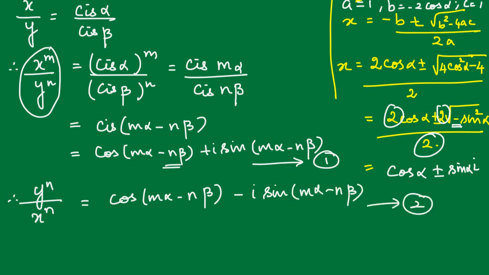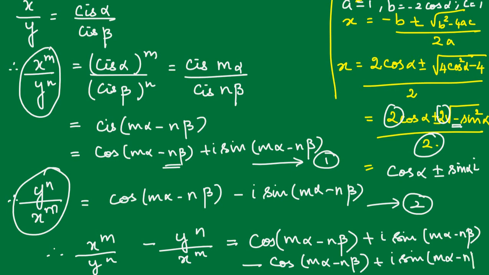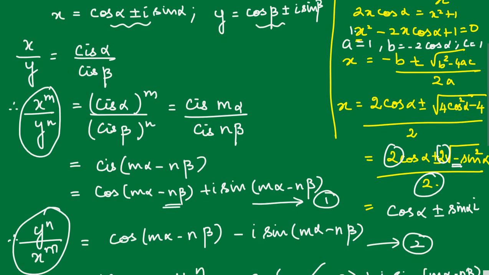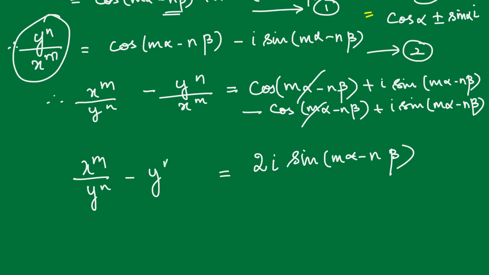Now what is our question? What should we do with both these equations? Therefore, we want x^m/y^n minus y^n/x^m. Subtracting gives us the cos terms cancelled. What is remaining here? This is equal to 2 times i sin(mα − nβ). This is equal to x^m/y^n minus y^n/x^m.